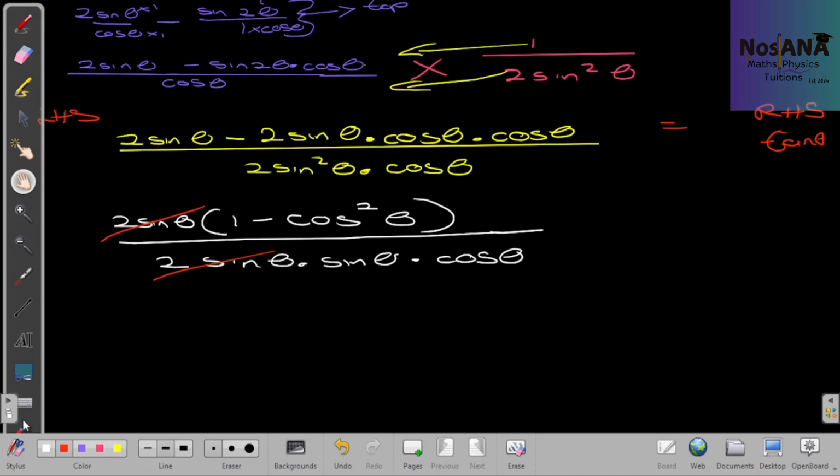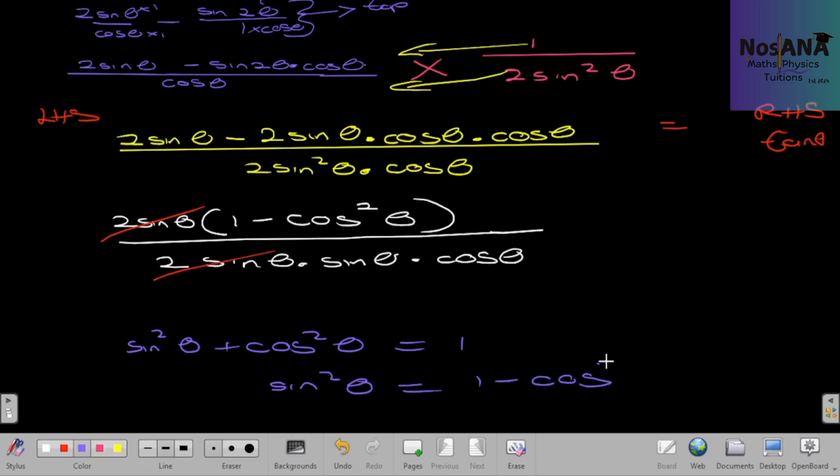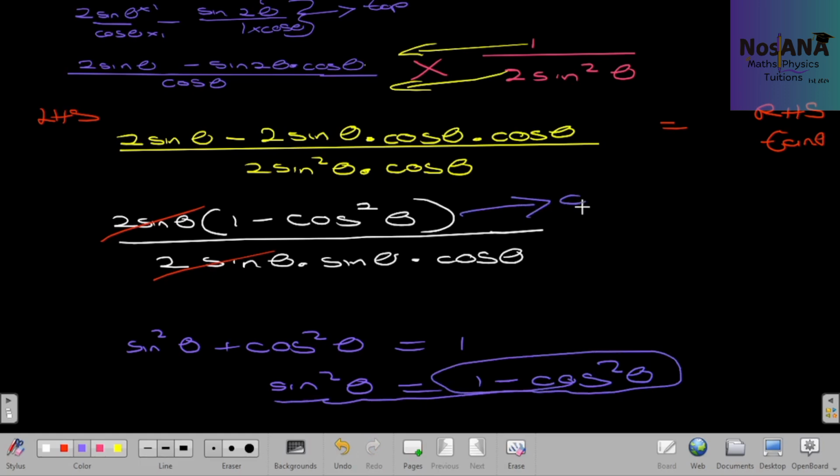What you will pick up is that this here, remember, is sine squared theta plus cos squared theta is equal to 1. That's the one we are going to use there. So we'll have what? Sine squared theta is equal to 1 minus cos squared theta. So this is equal to sine squared theta.